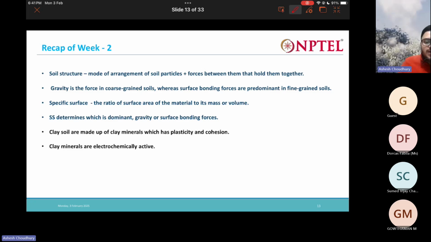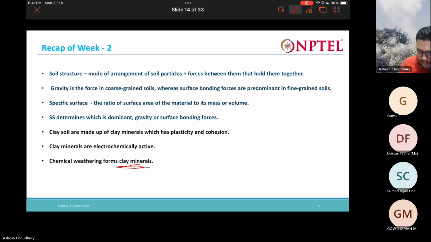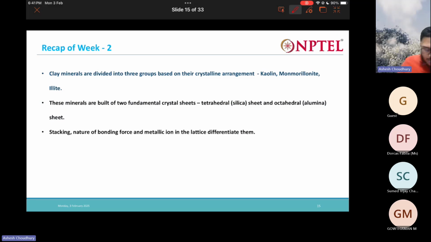Clay soils are made up of clay minerals, which have plasticity and cohesion, that we already know from our basic judgment. Clay minerals are electrochemically active. Now, clay minerals are divided into three basic groups based on their crystalline arrangement. One is kaolin, then we have montmorillonite, and then we have illite. So these are the various clay minerals which form the clay particles.